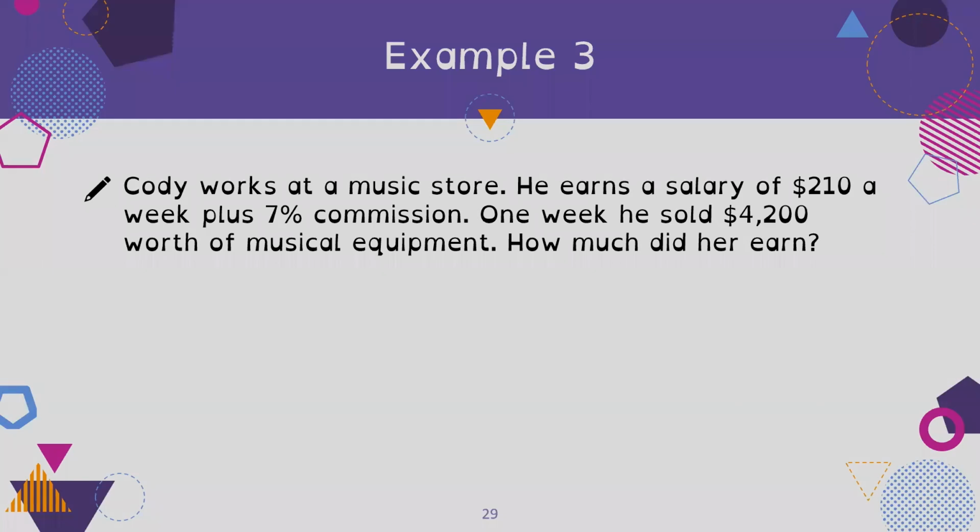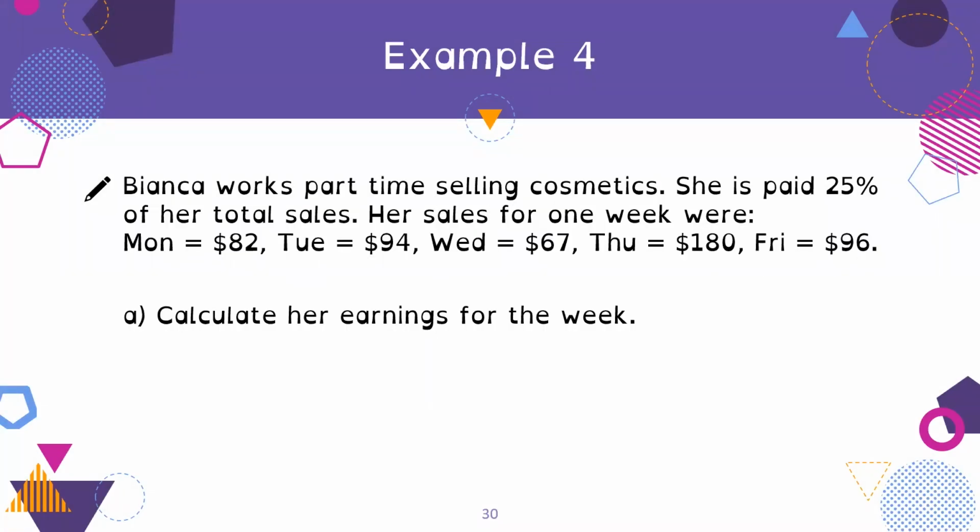All right, example 4. Bianca works part-time selling cosmetics. She is paid 25% of her total sales. Her sales for 1 week were Monday, 82, Tuesday, 94, Wednesday, 67, Thursday, 180, Friday, 96. Calculate her earnings for the week. So her total weekly earnings is equal to just adding them up. So 82 plus 94 plus 67 plus 180 plus 96.